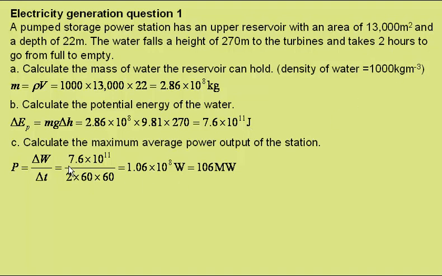So the energy transferred, 7.6 times 10 to the 11, over the time taken, 2 lots of 60 minutes, each of 60 seconds, giving an average power of 1.06 times 10 to the 8 watts, or 106 megawatts.